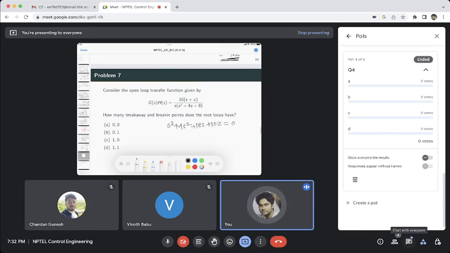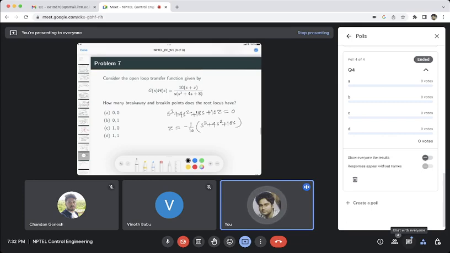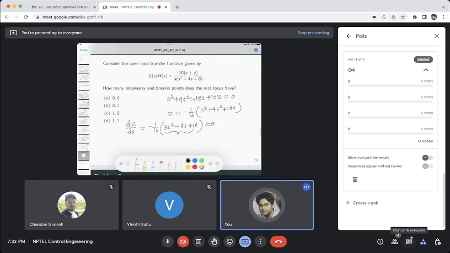That means z equal to what? Minus 1 by 10 times (s cube plus 4s square plus 18s). Okay, we take the derivative now, dz by ds. So it will be equal to minus 1 by 10 times (3s square plus 8s plus 18), and make it equal to 0, dz by ds equal to 0. That means you have to solve for the s value.